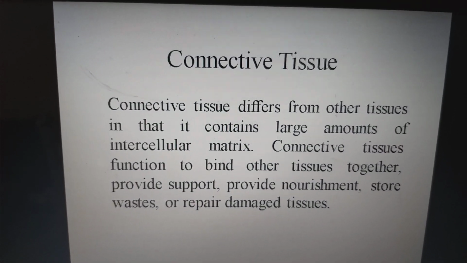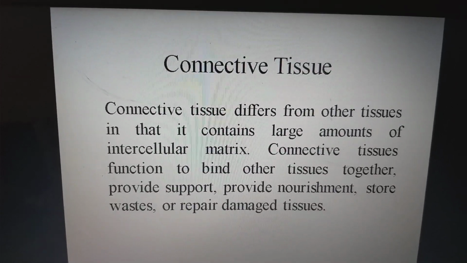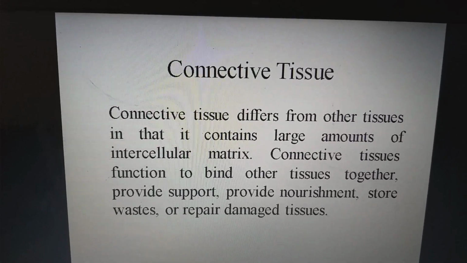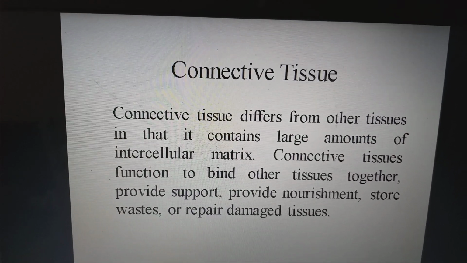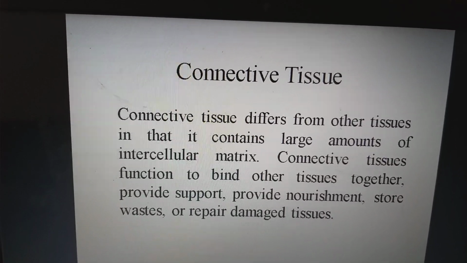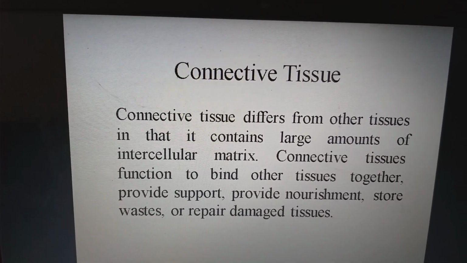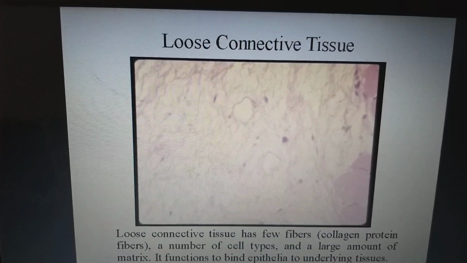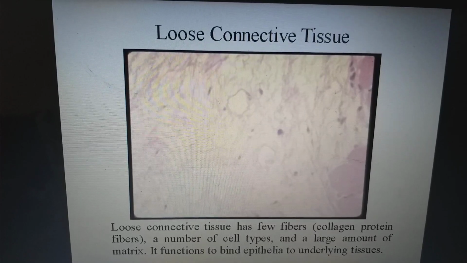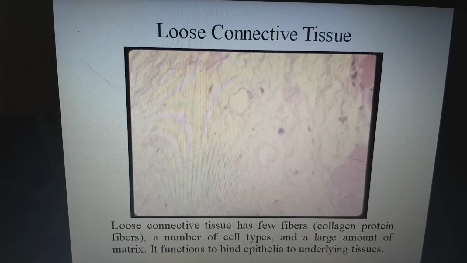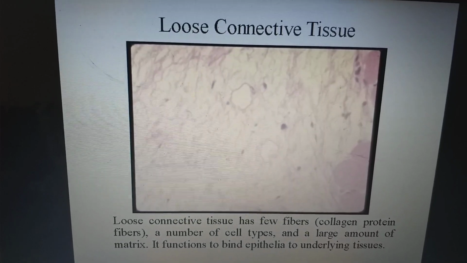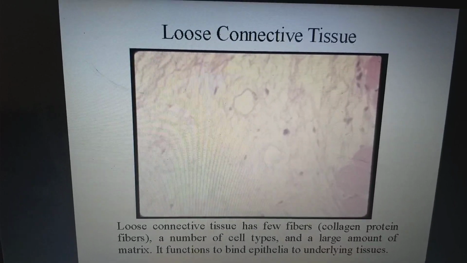Connective tissue. The connective tissue differs from the other tissues in that a large amount of intercellular matrix is there. The connective tissue functions to bind other tissue together, provide support, provide nourishment, store waste or repair damaged tissues. Coming to the loose connective tissue, it has few fibers made up of collagen protein, a number of cell types and a large amount of matrix. It functions to bind the epithelia to underlying tissue.